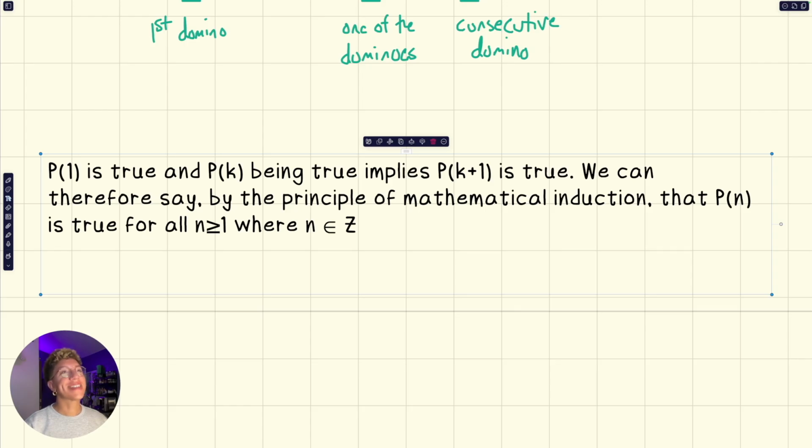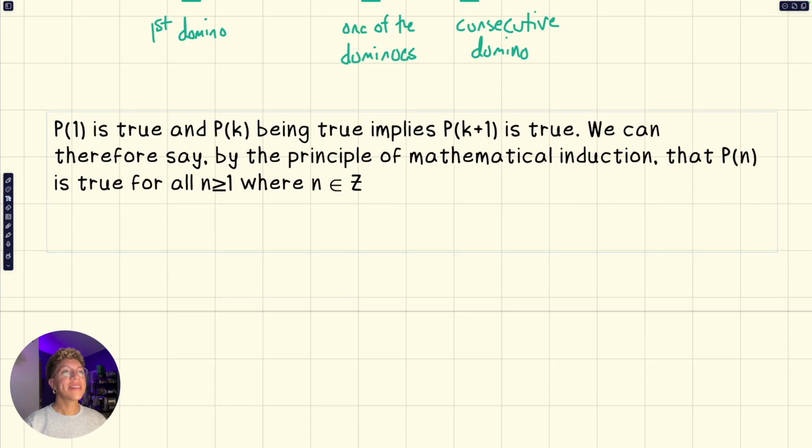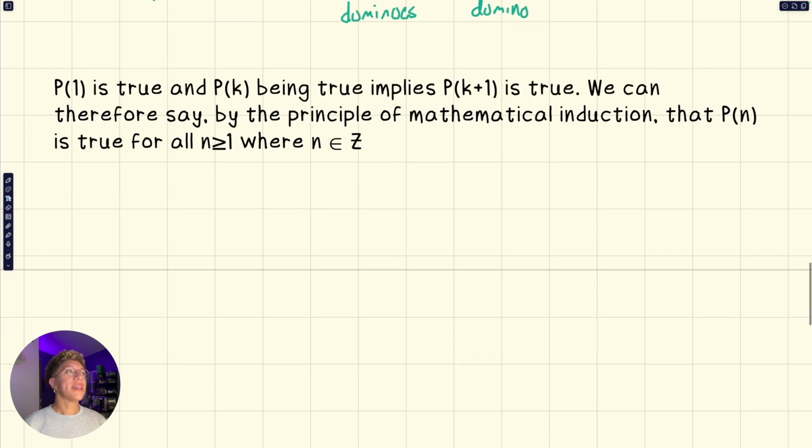And our statement looks like this. This is a summary of everything we just talked about. So we say our base case is true. We say our k plus 1 case is true whenever our k case is true. So our consecutive case is always true when our assumption step is true. Therefore, by mathematical induction, this is true for all of the numbers starting at the base case, which is 1, up to infinity.